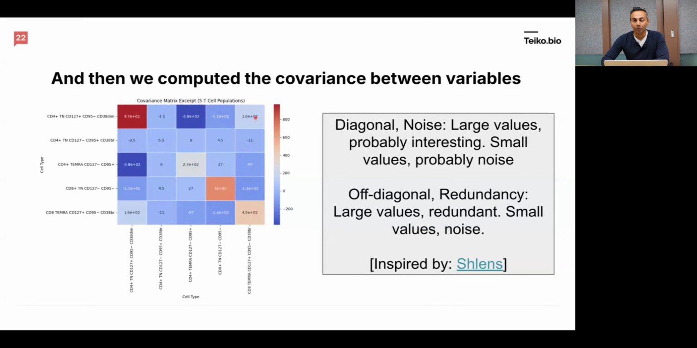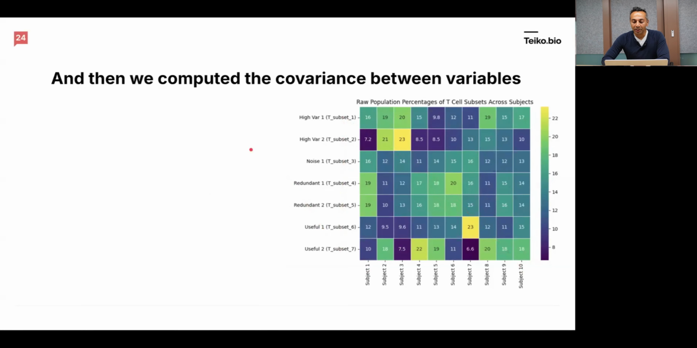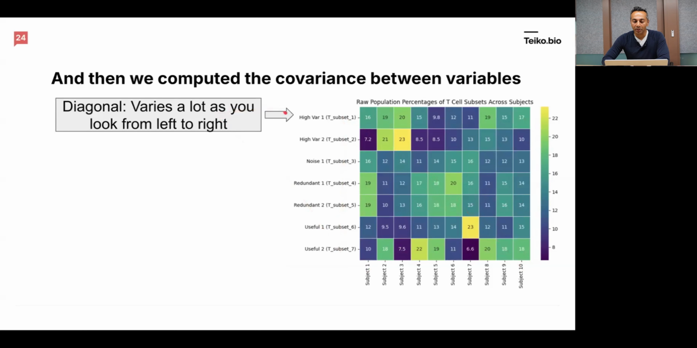To build your intuition for why that might be so, let's take a dummy data set. I'm going to show you the raw data for these populations. If you look over here, this is subject 1 through subject 10, and sample cell populations over here. Large values on the diagonal are interesting, and small values are probably noise. Let's take the first population. This varies a lot as you look from left to right. You start over here, it goes up and down and so on with the subjects. So this is very likely to be an important population and will have a lot of covariance with itself.